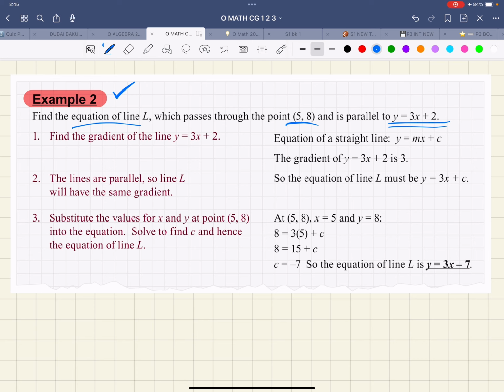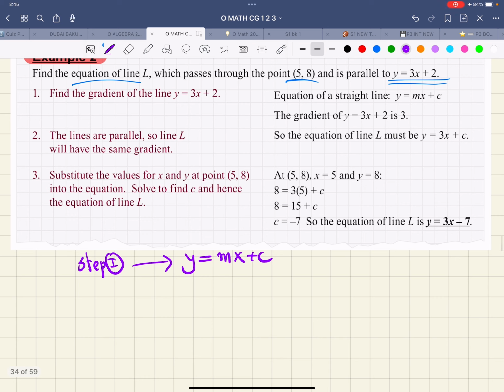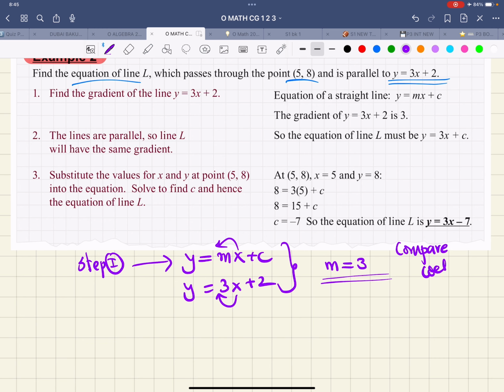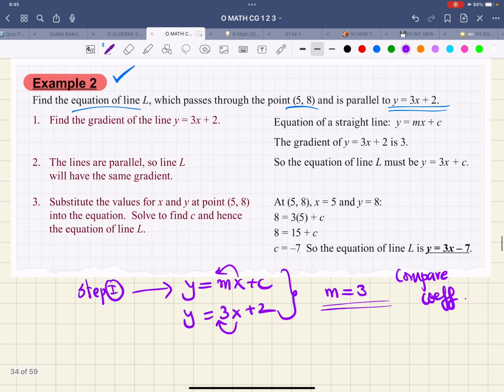So what is step number 1? Step number 1 is write the equation of the line in the gold standard, which is y = mx + c. It's already in the gold standard: y = 3x + 2. Therefore, the coefficient of x is m. The coefficient of x is 3. Comparing coefficients, we get m = 3. So let me also write over here, compare coefficient with gold standard.